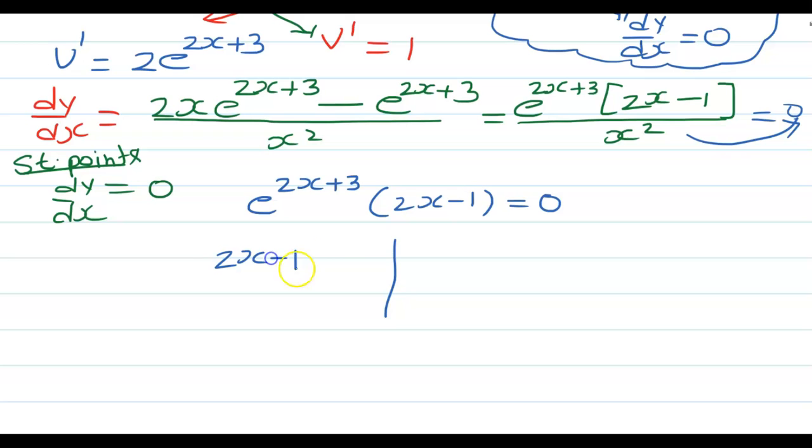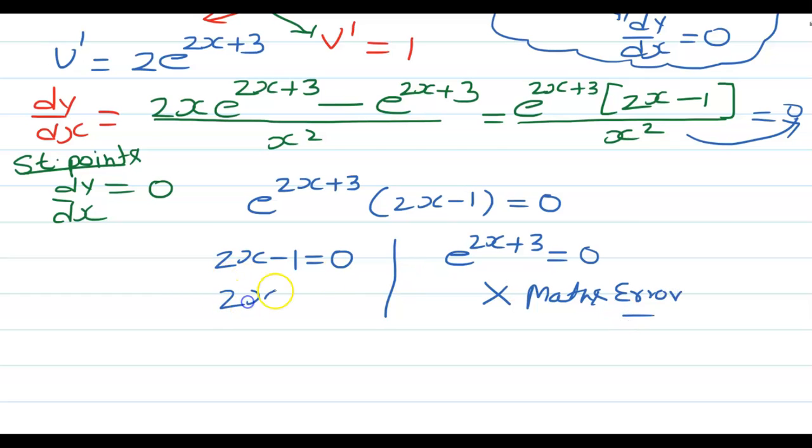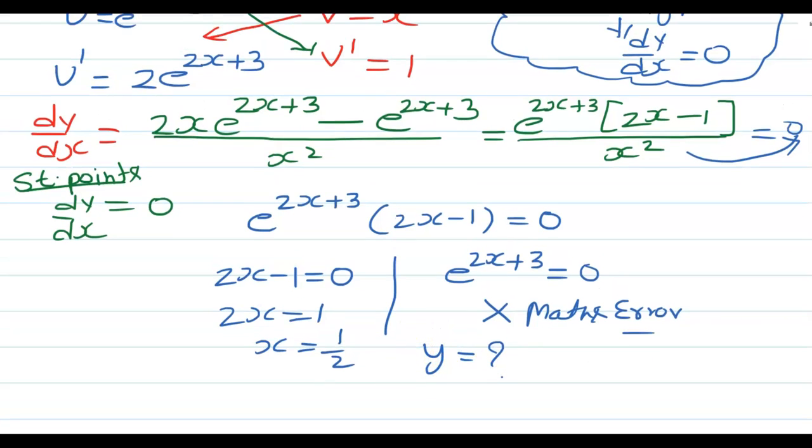First thing is 2x minus 1 equal to 0 and e to the power 2x plus 3 equal to 0. If you solve this, then it gives you maths error. Okay, so here 2x will be 1 and x is 1 by 2. Now we want a stationary point, so we need to find y as well. So what will be the value of y? So we know what is y.